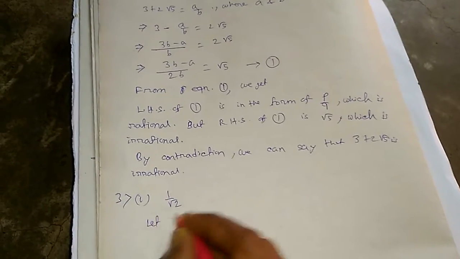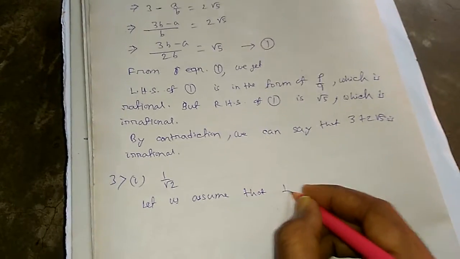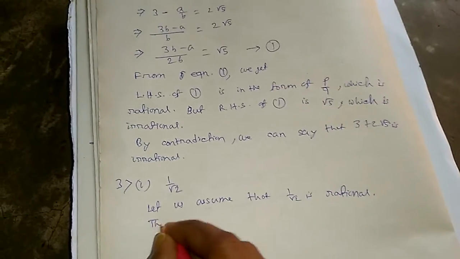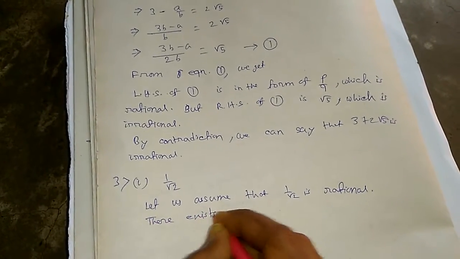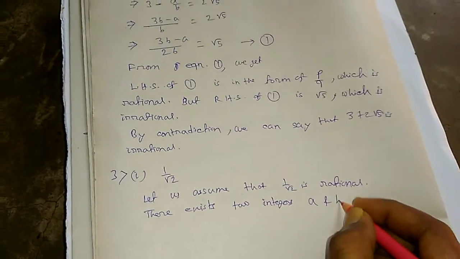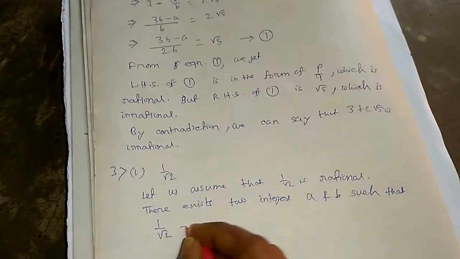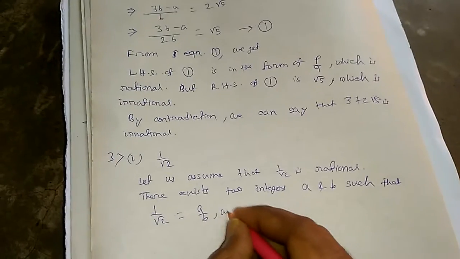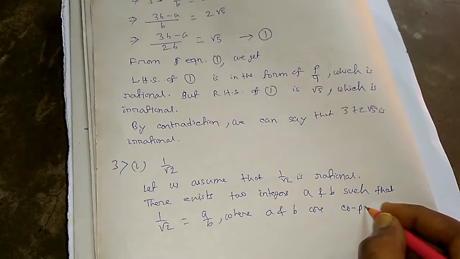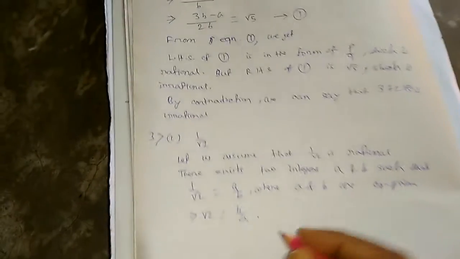So similarly, like before, let us assume that 1 by root 2 is rational. So there exist two integers a and b such that the given number can be written in a by b form, where a and b are coprime. Implies that root 2 equals b by a.